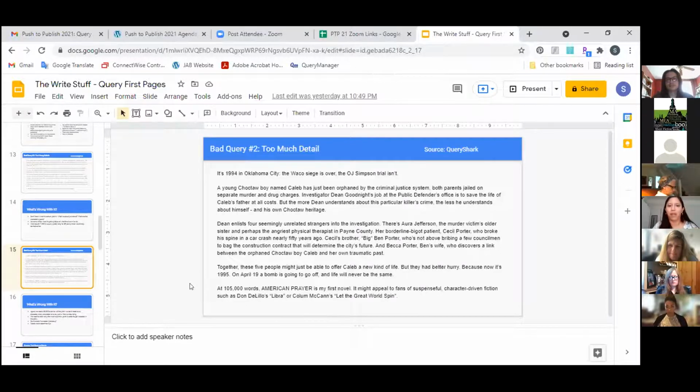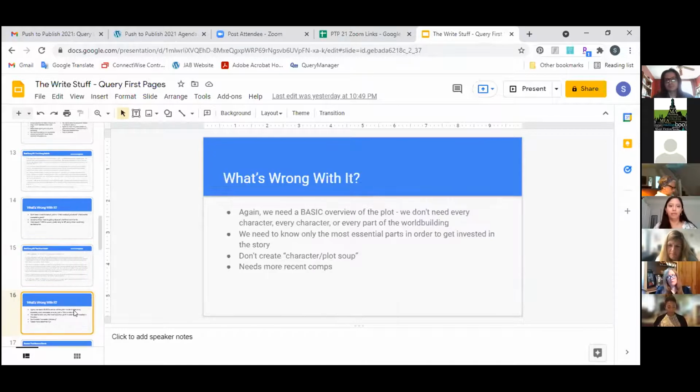All of this comes to what I like to call plot or character soup, where there's just a lot of details to sift through. As I'm reading, my brain is getting clouded with all these details, and I'm struggling to figure out what's the important stuff, what the story is hinging on. So again, we need a basic overview of the plot. We don't need to know every single character, every bit of plot, every bit of world building here. We just need to know the most essential parts to get it and to get invested.